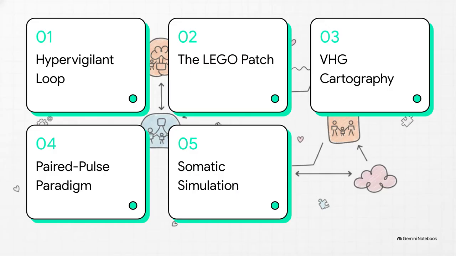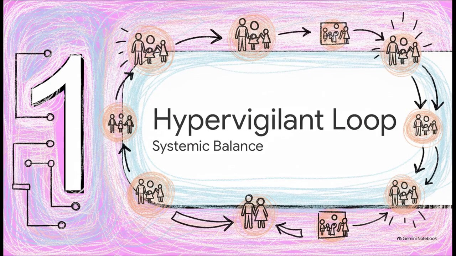To map all this out, we're going to hit 5 key areas: the hypervigilant survival loop, installing the Lego patch, the Verhage-Hennigan cartography, the paired pulse paradigm, and finally, plotting the somatic simulation. Kicking things off with Section 1, the hypervigilant survival loop.